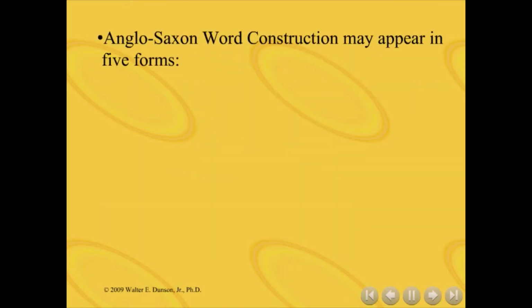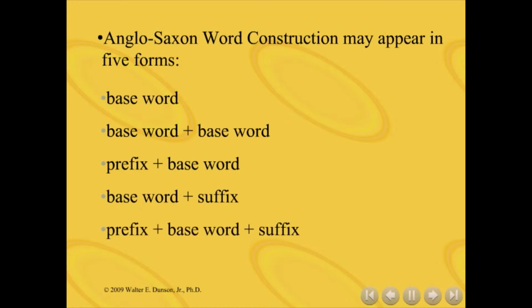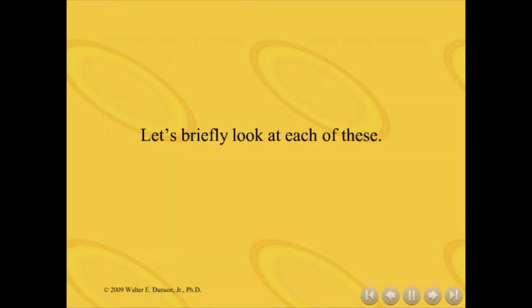Anglo-Saxon word construction may appear in 5 forms. You may have a base word, plus a base word, a prefix plus base word, a base word plus a suffix, or a prefix, base word, and a suffix. Let's briefly look at each of these.